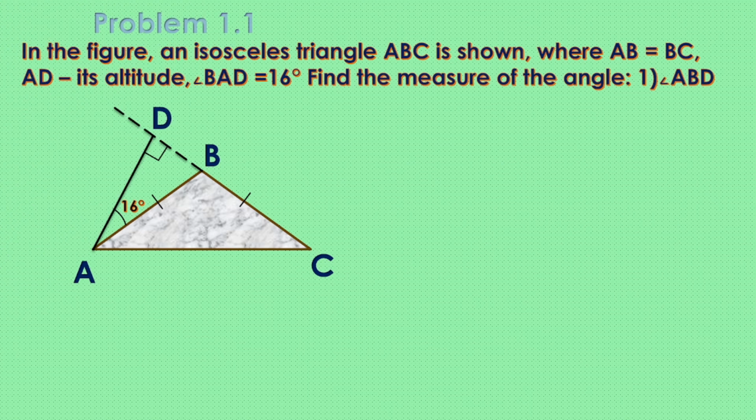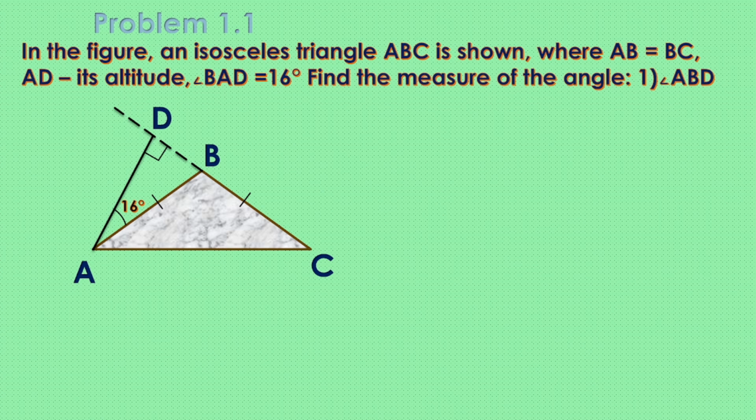Problem 1. In the figure, an isosceles triangle ABC is shown, where AB equals BC. AD is its altitude. It is drawn to the extension of side BC. The angle BAD equals 16 degrees. We need to find the measure of the angle ABD.